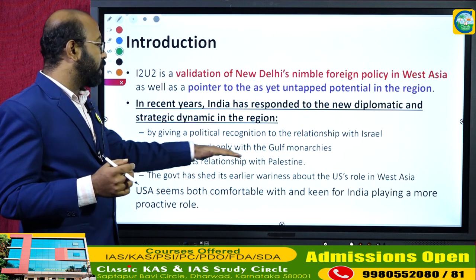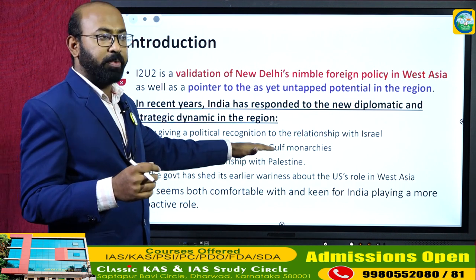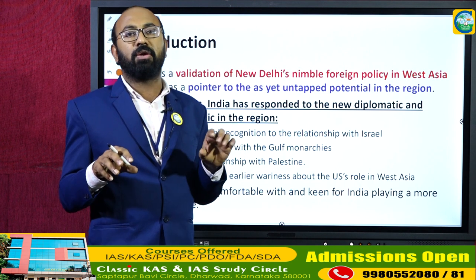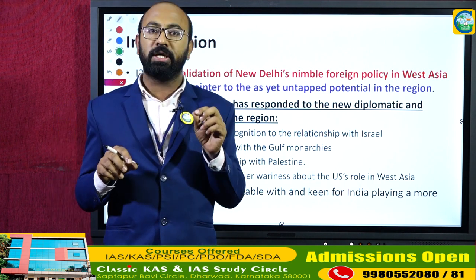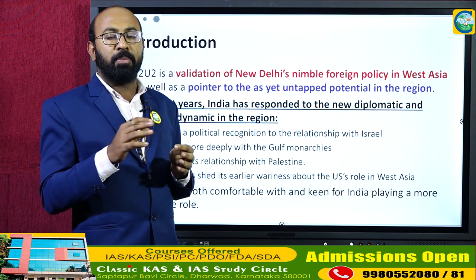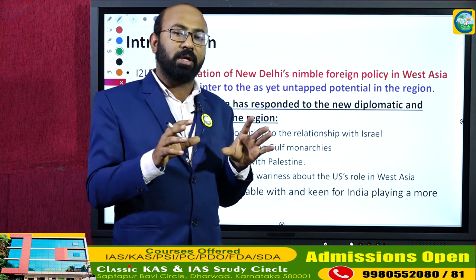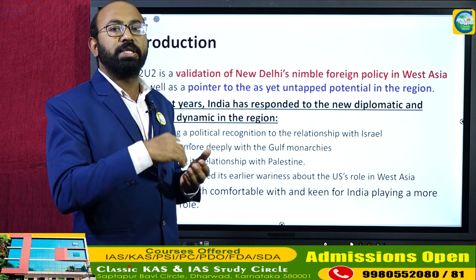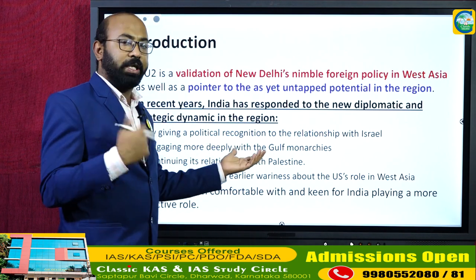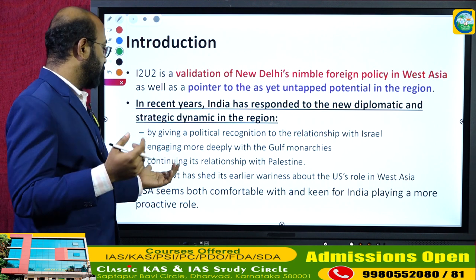We are also engaging more deeply with the Gulf monarchies. These Gulf countries are known for monarchies, which means the king is ruling. UAE, Yemen, Oman, Saudi Arabia: here the kings are the monarchs. There is increased dialogue between the kings and the Indian delegations.